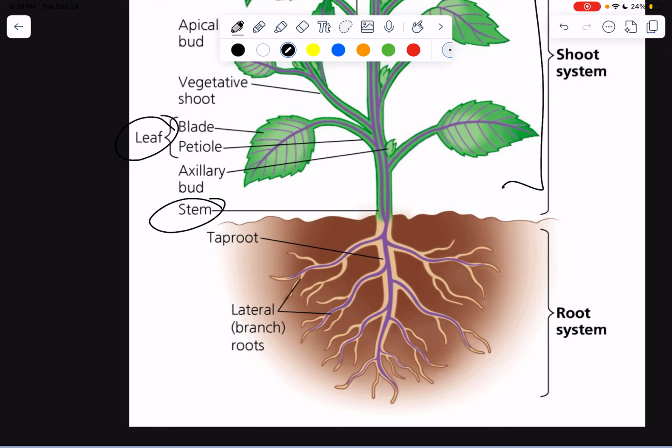Both systems codepend on each other. The shoot system depends on the water and minerals that roots absorb from the soil, and then the roots need the nutrients and sugar from the leaves in order to not starve. So let's first discuss the roots.